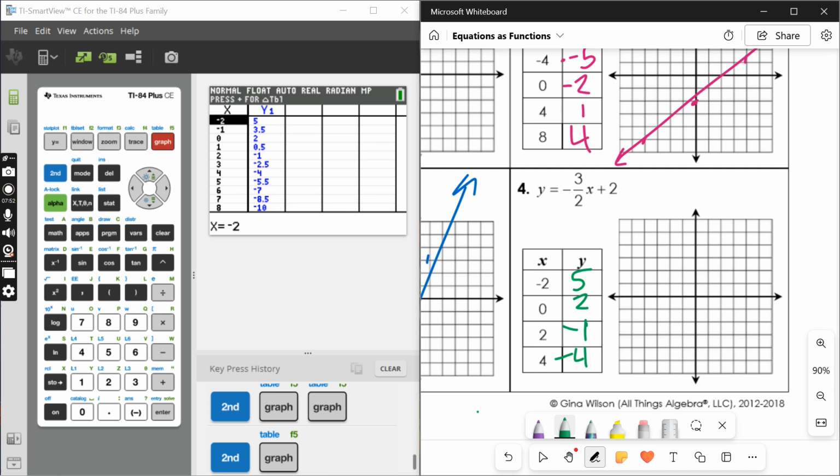-2, 5, 0, 2, 2, -1, and 4, -4 right here. Okay, and then draw your line. All right.